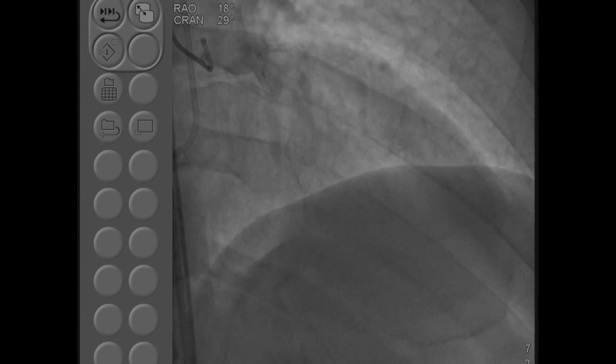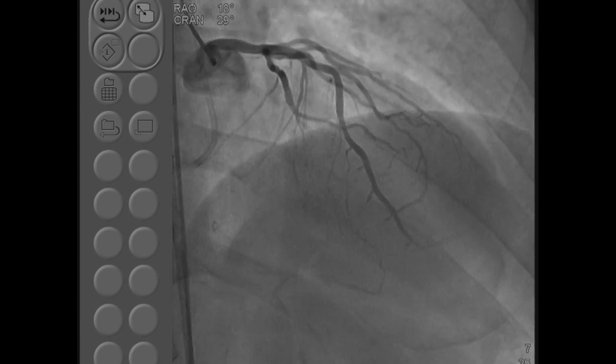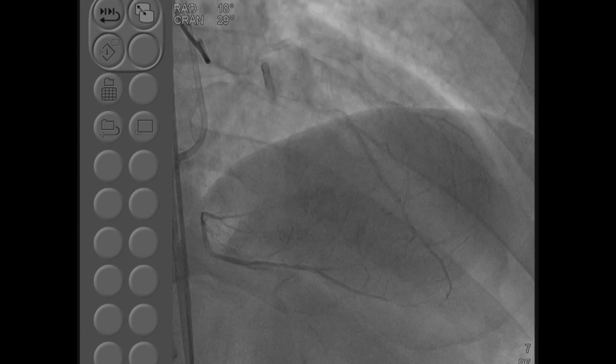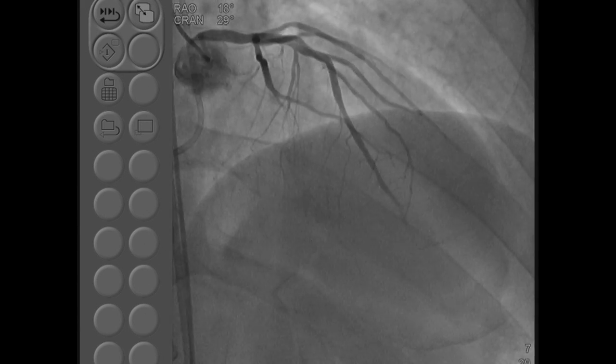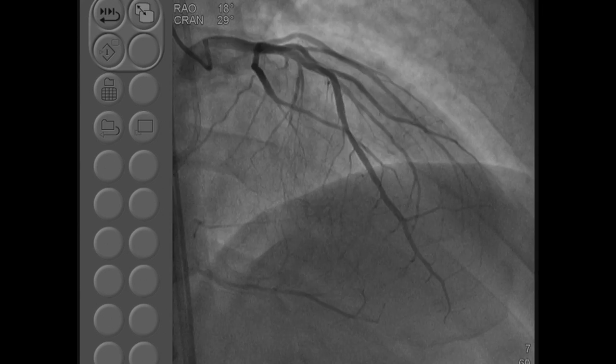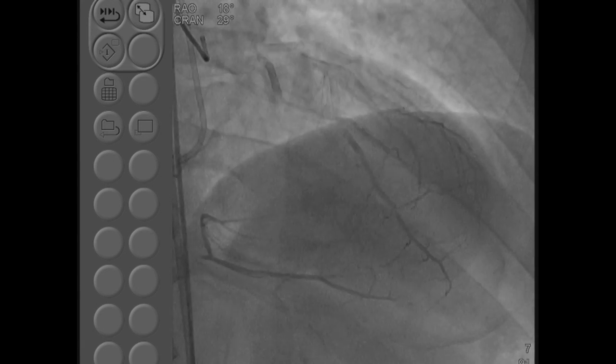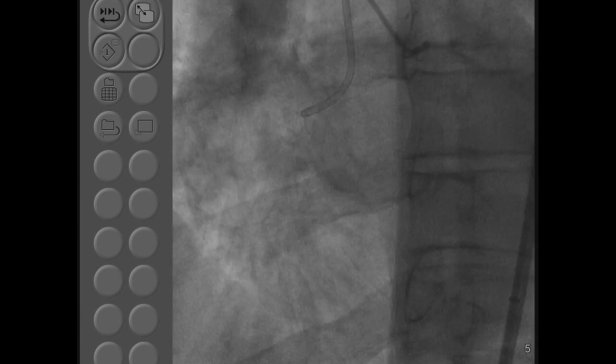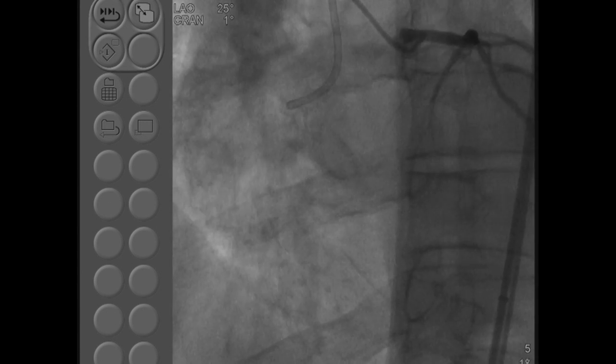A rare indication would be an ostial lesion where you don't have a stump and you can't engage the guide catheter, ostial RCA, ostial circumflex or LAD, and clearly you don't know which way to go. In that case, maybe you can start with retrograde as a primary technique, but otherwise it should be after one or two failed antegrade attempts.